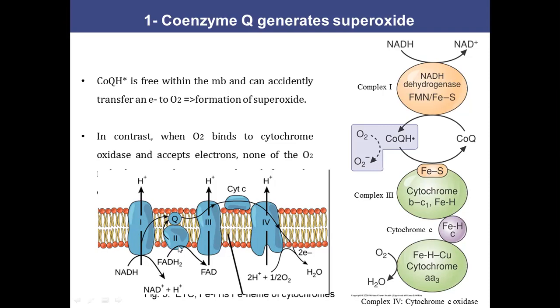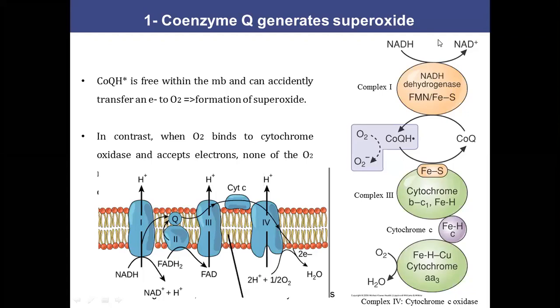This is complex 1. This is complex 2. This is Q, the coenzyme Q, or the ubiquinone, that receives electrons from complex 1 and from complex 2 and transfers them to complex 3. The same figure here also represents complex 1, the coenzyme Q, and complex 3 directly without showing complex 2. So what happens in this case is that the ubiquinone is free within the membrane and can accidentally transfer an electron to O2, forming the superoxide.